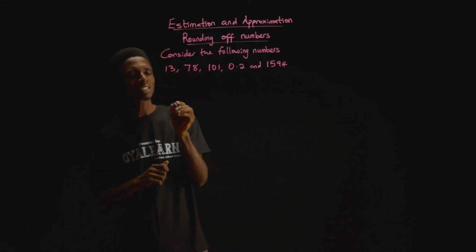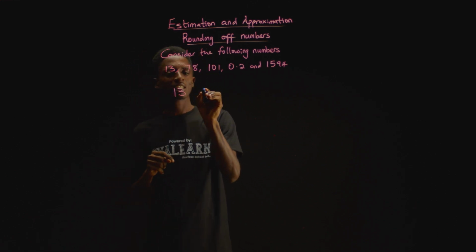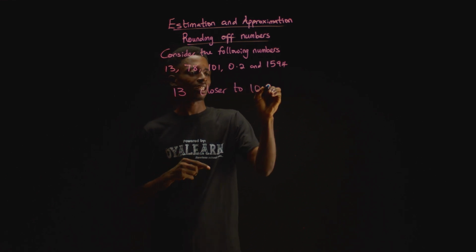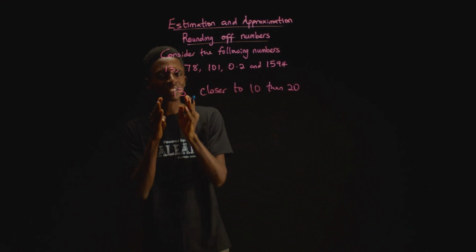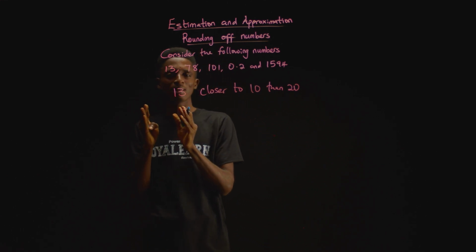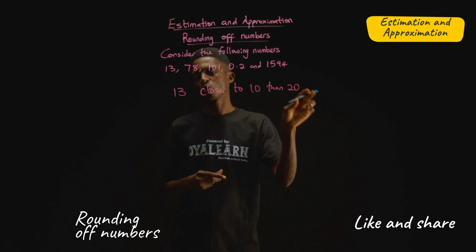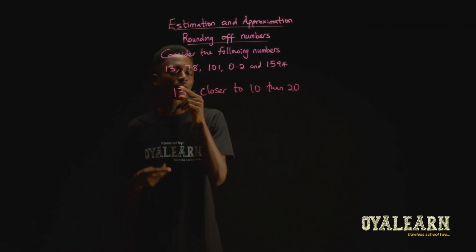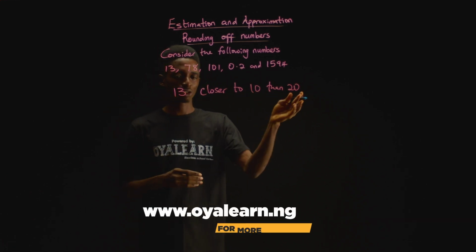So starting with number 13. Now you will see that 13 is closer to 10 than 20, right? 13 is a number that falls between 10 and 20, but it is closer to 10 because it's just 3 numbers away from 10, but 7 numbers away from 20. So in this kind of case, we often approximate or round off 13 to 10 based on how close it is to 10 than 20.